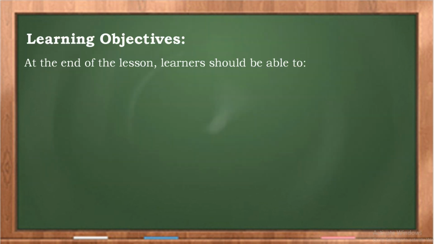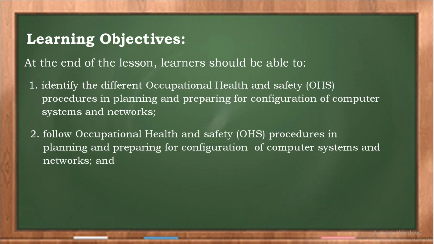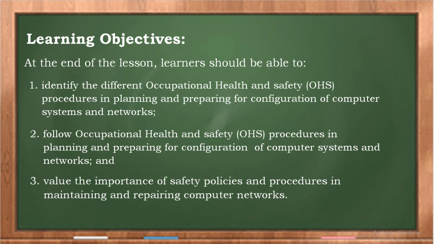At the end of the lesson, the learner should be able to: number 1, identify the different occupational health and safety procedures in planning and preparing for configuration of computer systems and networks. Number 2, follow occupational health and safety procedures in planning and preparing for configuration of computer systems and networks. Number 3, value the importance of safety policies and procedures in maintaining and repairing computer networks.